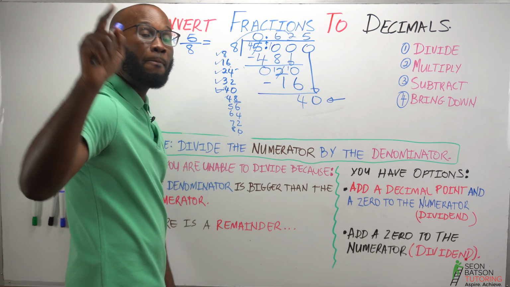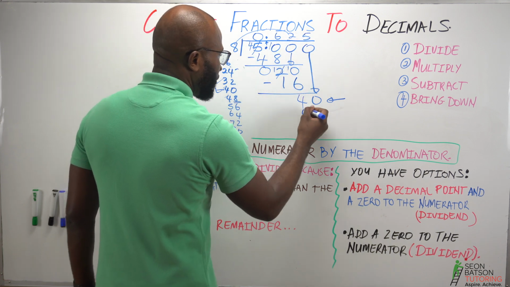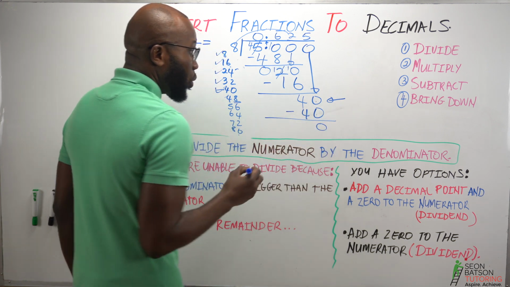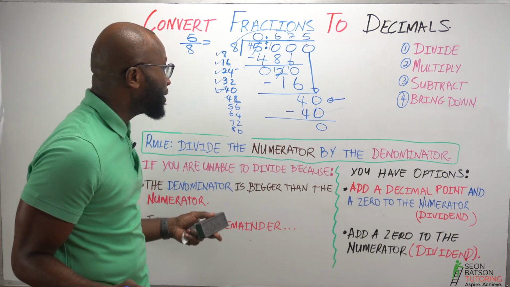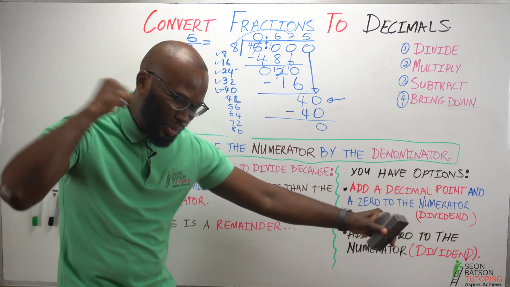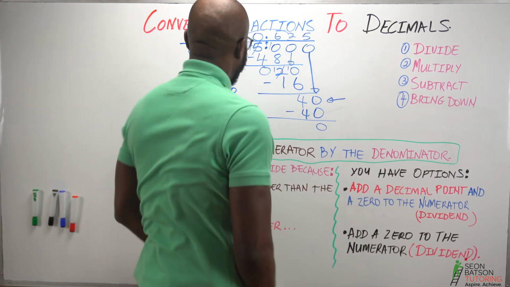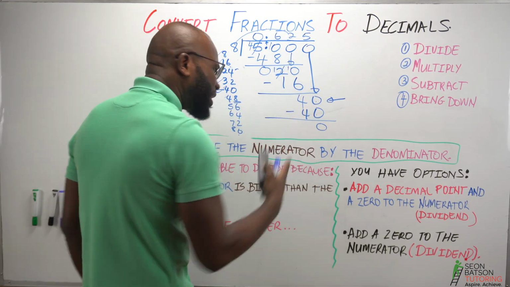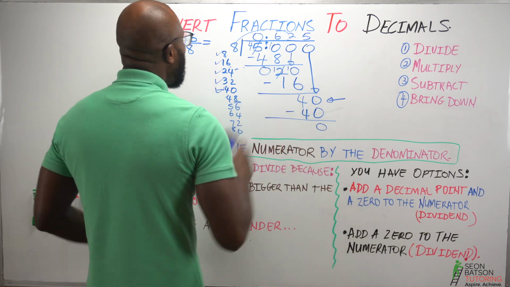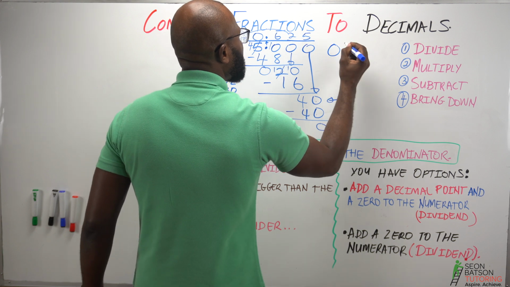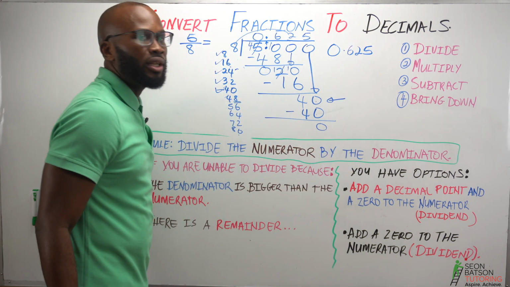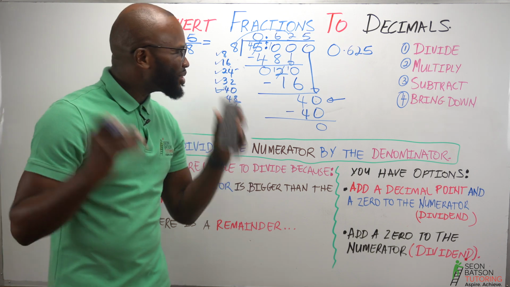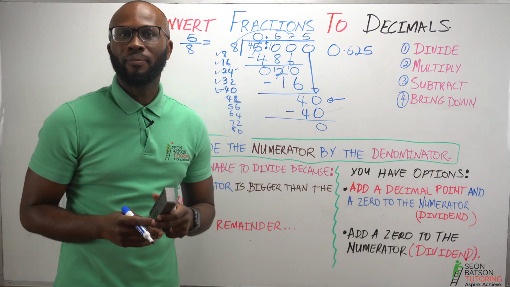After dividing, we are going to multiply. 8 times 5 is 40. After multiplying, we subtract. 40 take 40 is 0. Woo! Look what happened. Our remainder is officially 0. Job well done. We're not going to stop dividing until our remainder is 0. Don't forget that. So, our final answer here is 0.625 or 625 thousandths. 5/8 converted to a decimal is 0.625 or 625 thousandths.